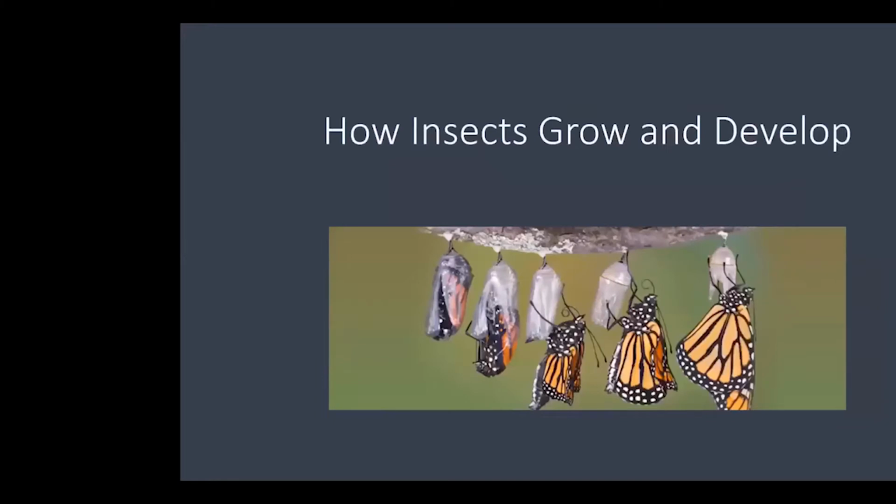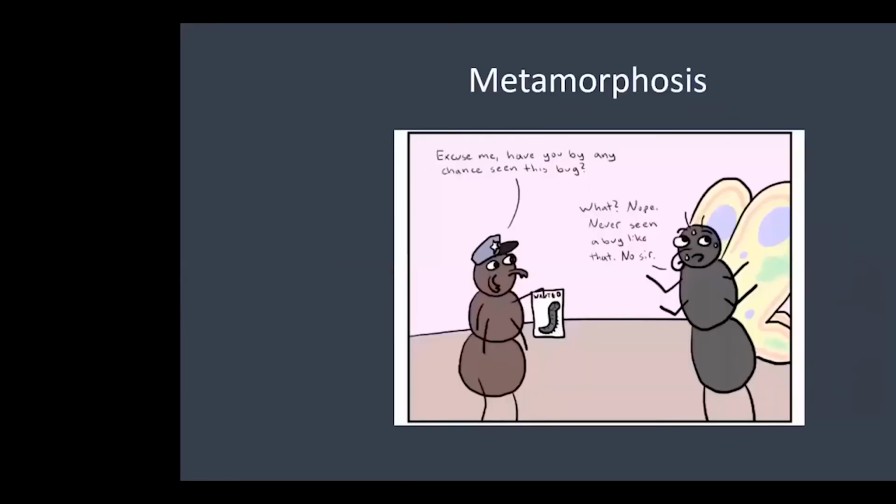Anywho, we'll move on and talk a little bit more about how insects grow and develop. And here we have a prime example of a monarch butterfly going through its metamorphosis stages. I love this little meme, this little comic. There's a little police insect. Excuse me, have you by any chance seen this bug? And it's a little caterpillar guy. And the butterfly that was probably that little caterpillar went through metamorphosis and does not know what the officer is talking about. I like that because most of the time it is caterpillars that are chewing on our plants in our garden too. So that's a fun little comic here.